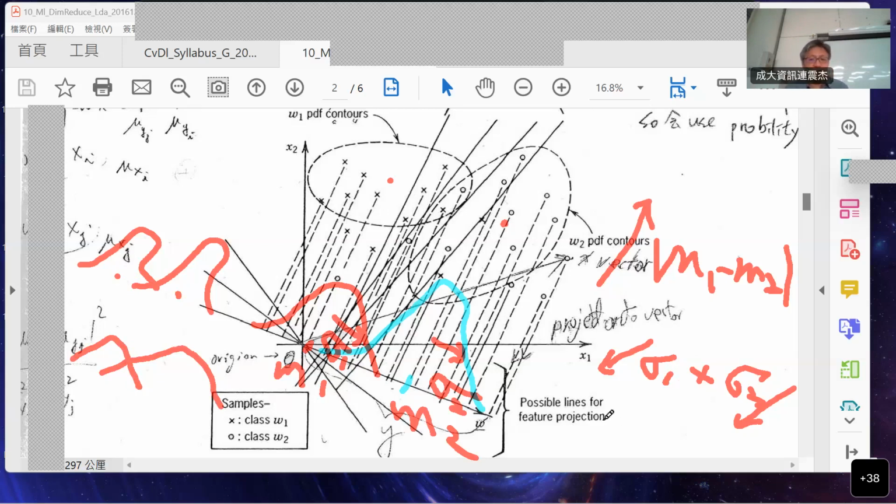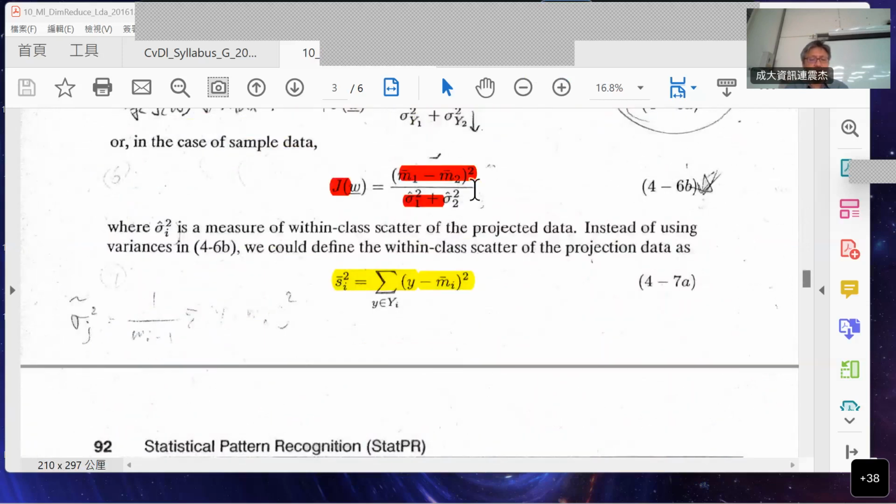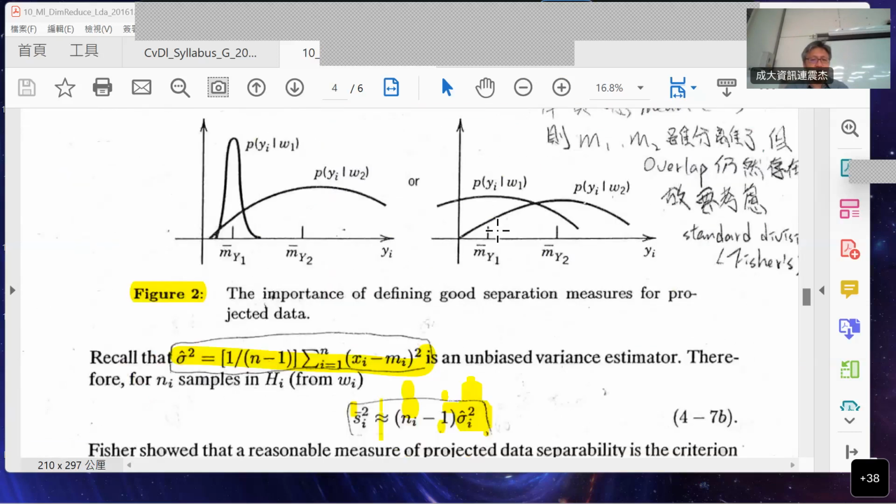Standard deviation smaller is meaning what? Meaning the distribution is narrow, like this one. Standard deviation smaller is meaning the distribution is smaller, narrow. So that's our purpose. Our purpose is this one. So we want to maximize this one. Okay. So what can we do based on this one?